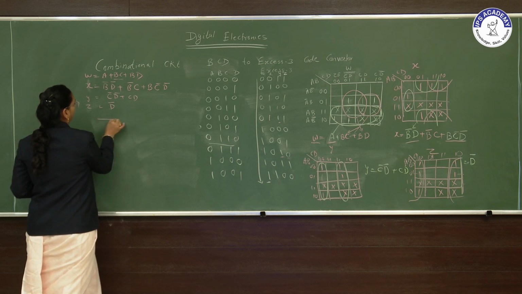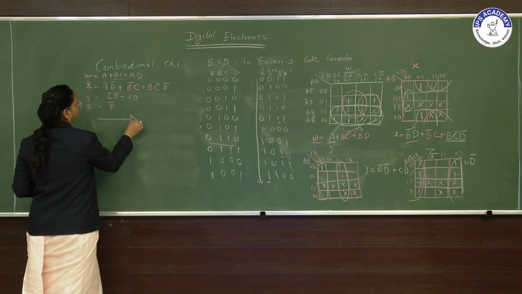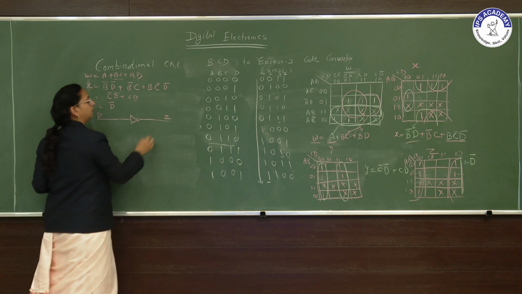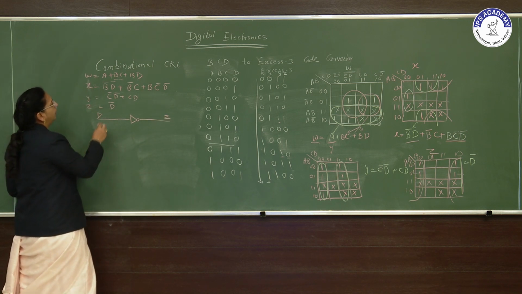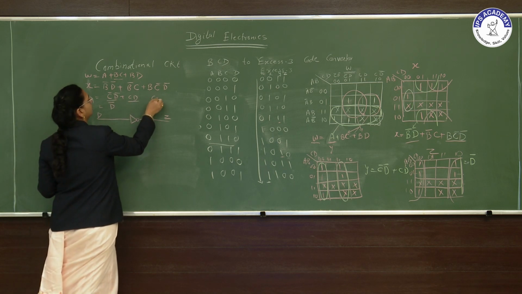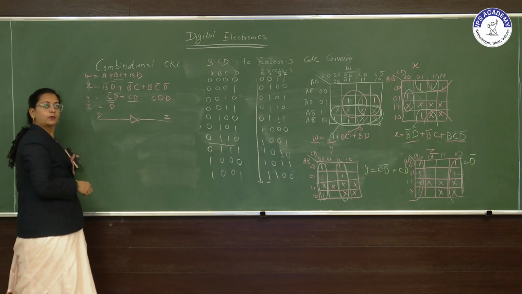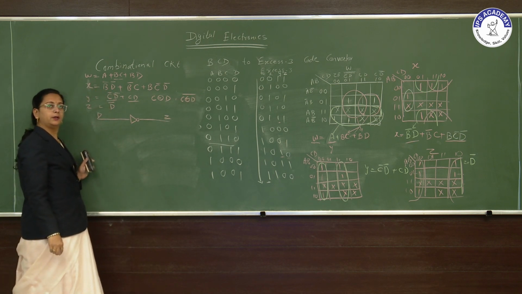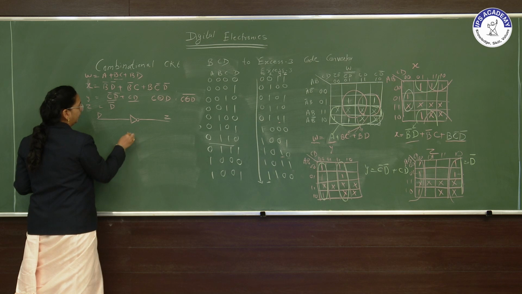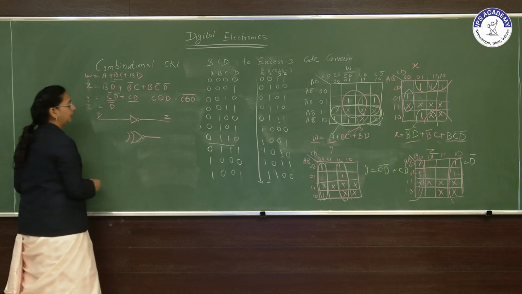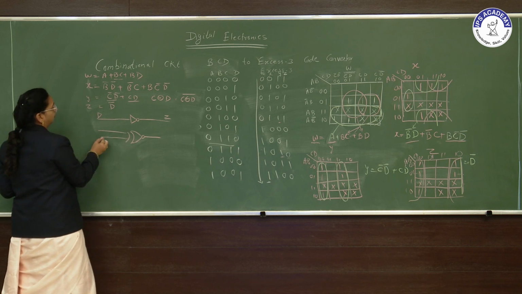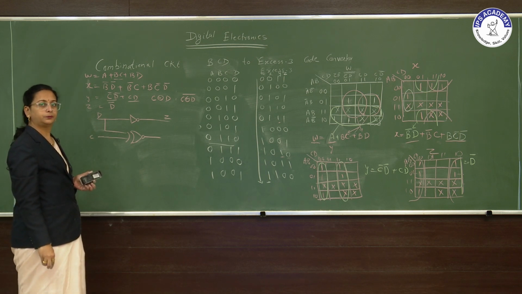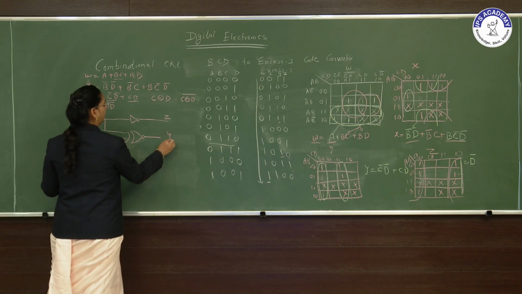For Z we have to give an input. We have to use a NOT gate only. This input will be D and here the output will be Z. Now for Y, here we can observe that this is an XNOR gate, or you can say this is the complement of an XOR gate. So we can directly use an XNOR gate like this and we will give the inputs here, that is C and D. So this is the output Y.